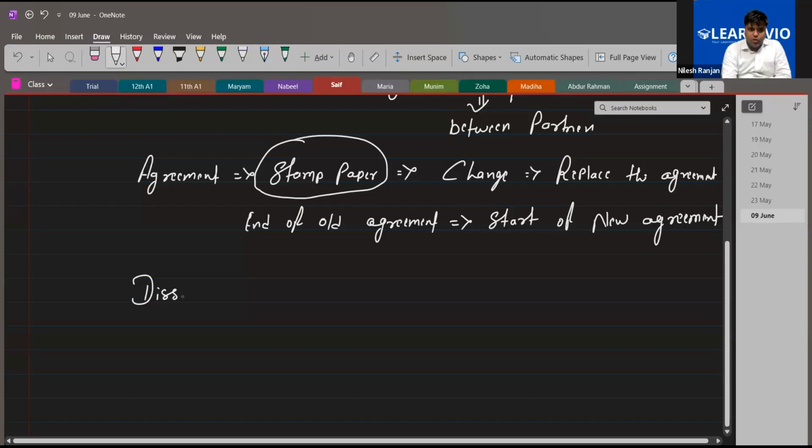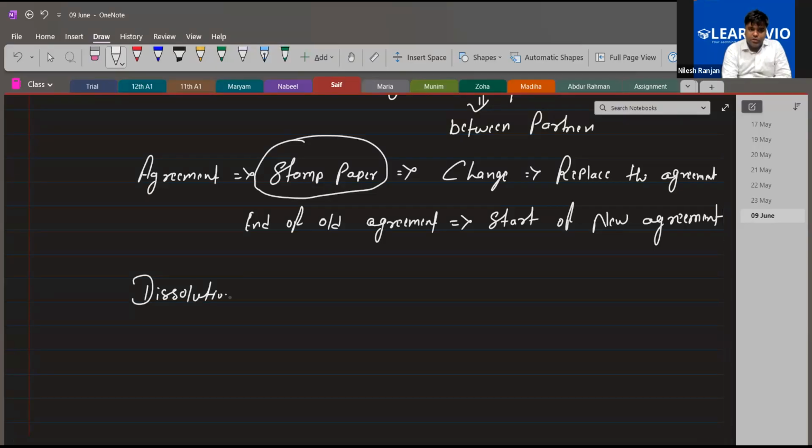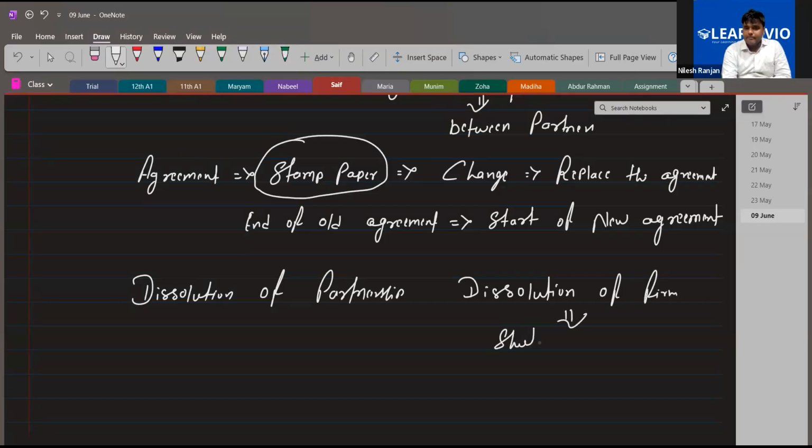Now there are two terms used here: dissolution of partnership, and dissolution of firm. Whenever we say dissolution of firm, it means shutdown of business.